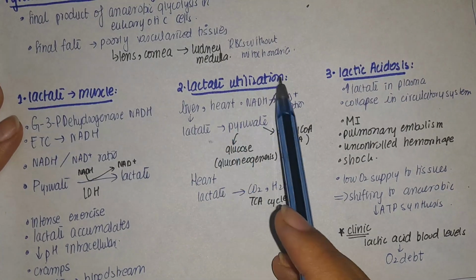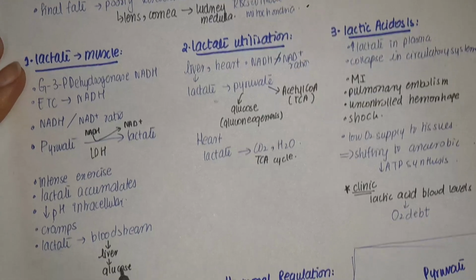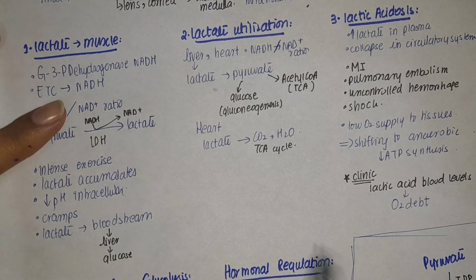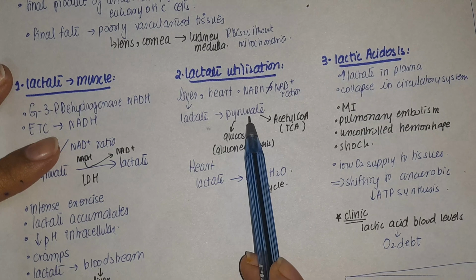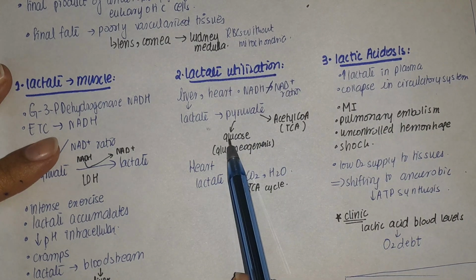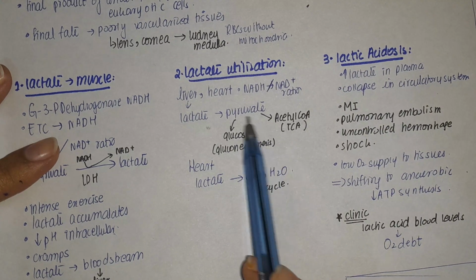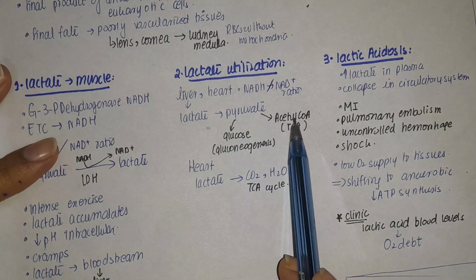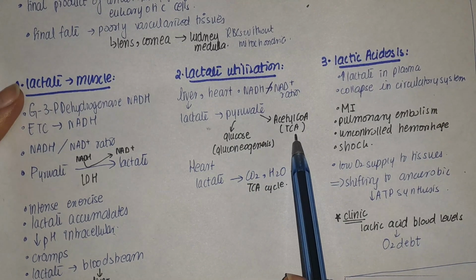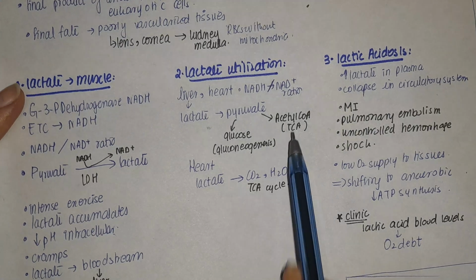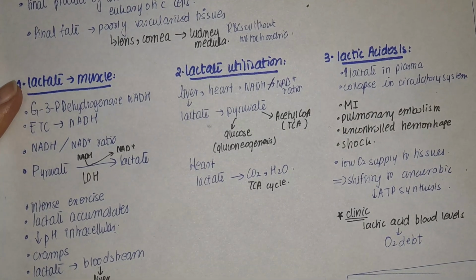Now, lactate utilization. This lactate, first of all, as I told you, when it goes to the liver via the bloodstream, can get converted into pyruvate, and this pyruvate gets converted into glucose, that is gluconeogenesis. Second, this pyruvate can get converted into acetyl coenzyme A and go into the citric acid cycle, or the tricarboxylic acid cycle, or the Krebs cycle, as we know.